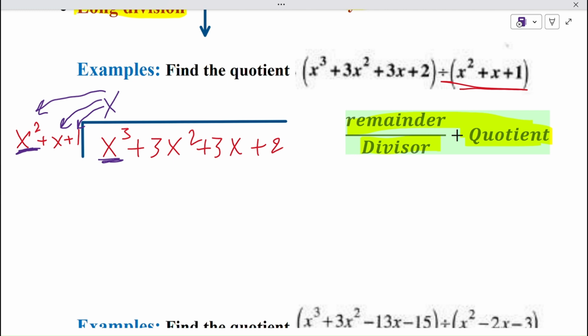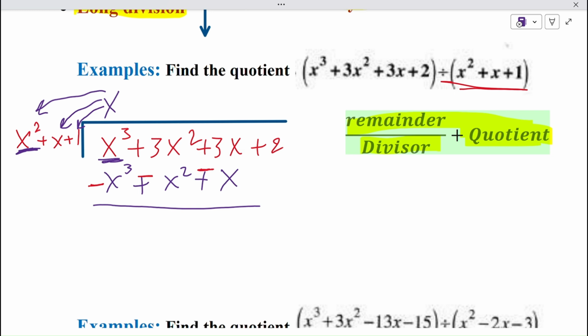X times x to the power 2 is equal to x to the power 3, plus x times x is equal to x to the power 2, plus x times 1 is equal to x. Okay. Then after this, change the sign of your answer. Look at here. Here we have the sign. Change it. This sign is plus. You have to change it to the minus. This is minus. This is minus.